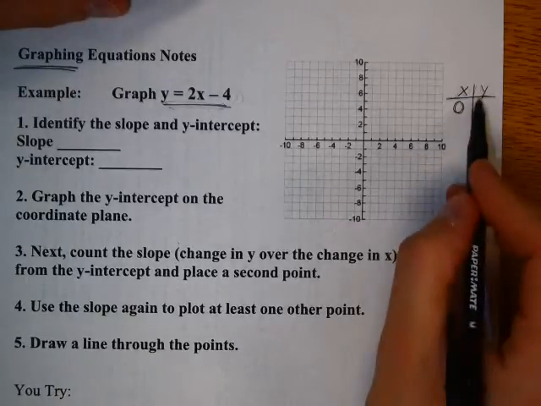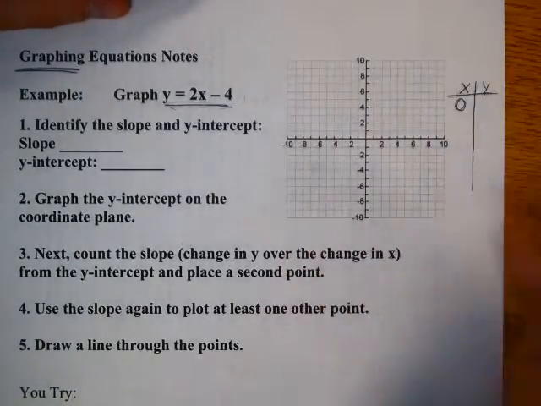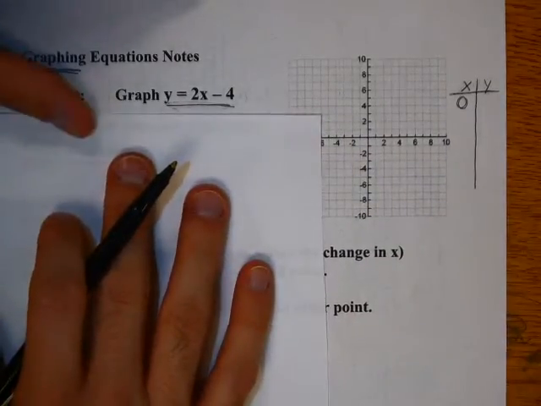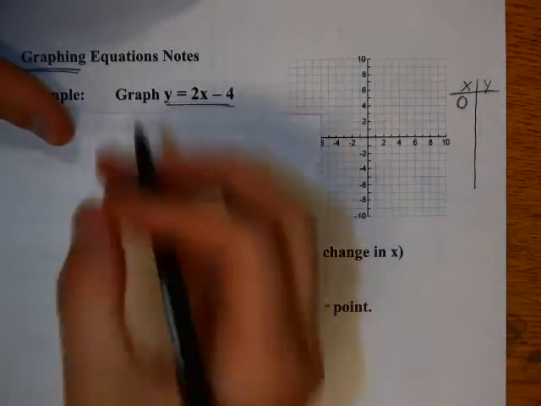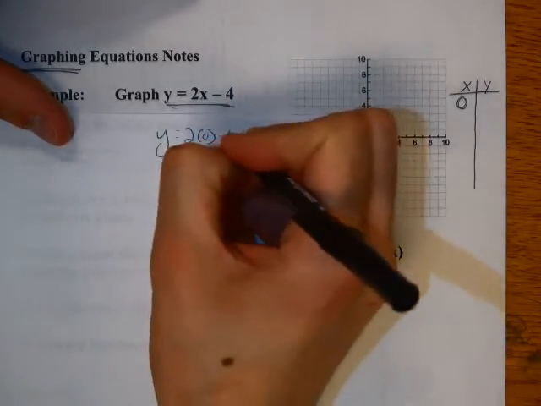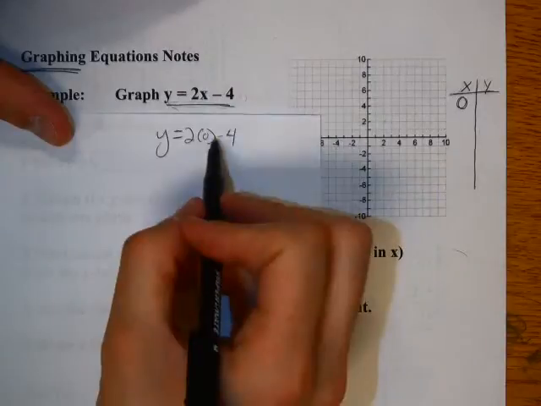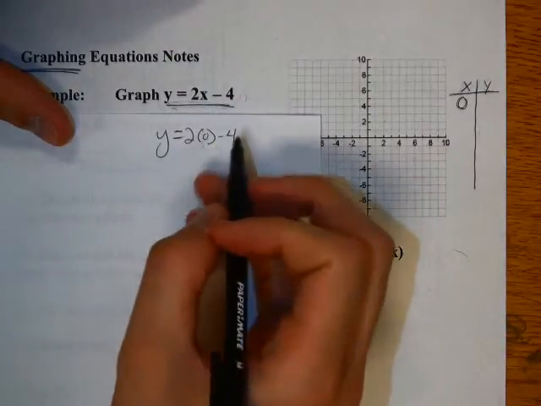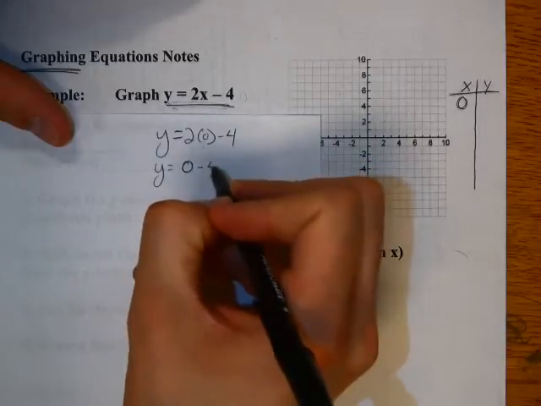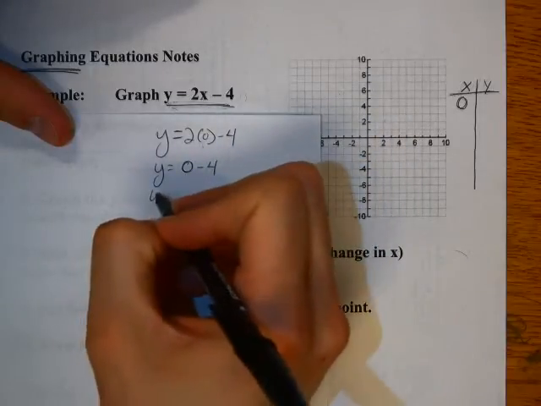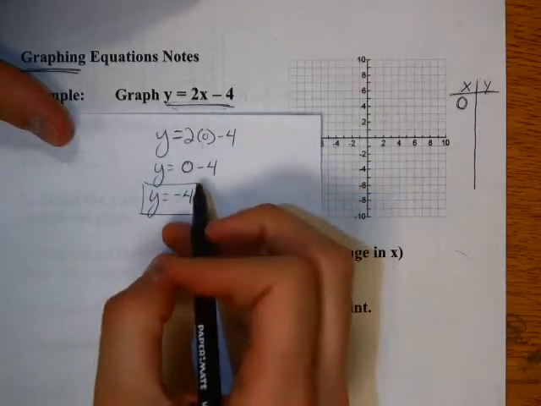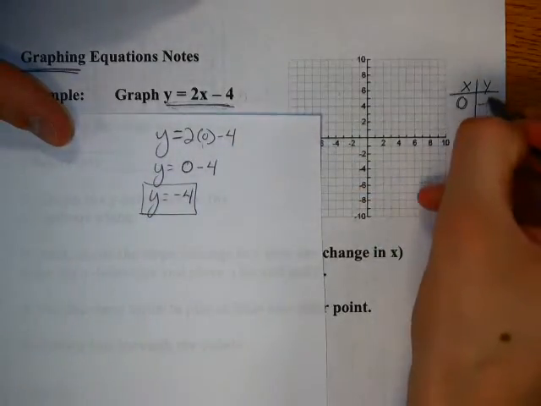This is an ordered pair that we're going to plot on our graph, and it looks like this. So I picked 0 as my first random number, so I'm going to say y equals 2 times 0 minus 4. So instead of the x, I plugged in 0. We substituted there. Well, 0 times 2 is 0, minus 4. 0 minus 4 is negative 4. So this is the y value that corresponds with x equals 0. So I plug that into my table.